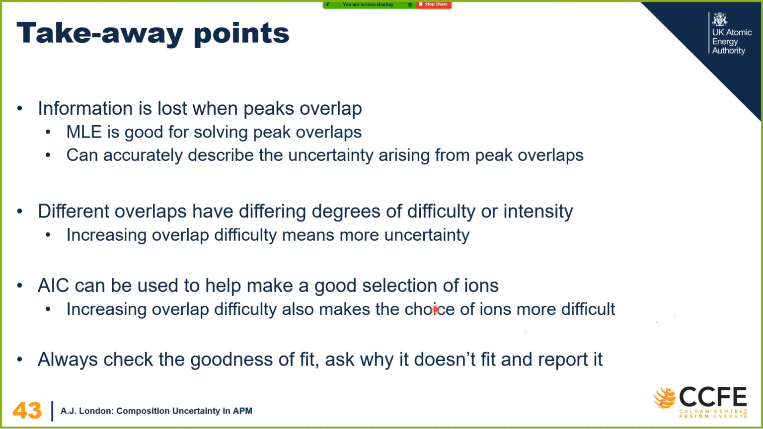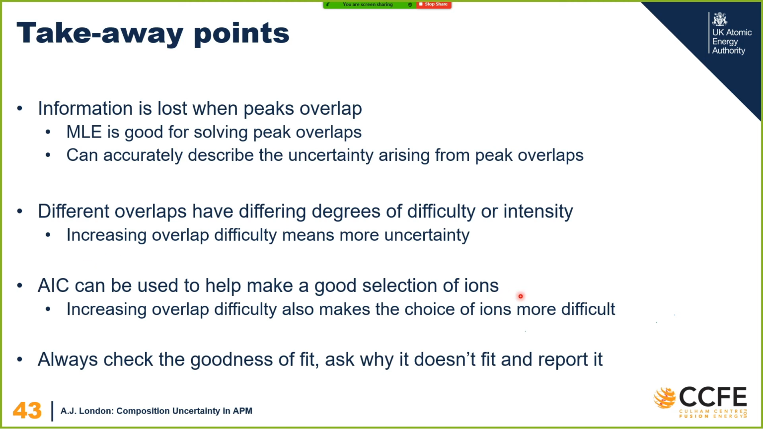Okay, so when peaks overlap, we lose information. Maximum likelihood is great for solving peak overlaps. Atom Probe Lab can do that for you. I guess I haven't actually shown you any peak overlap solving, so I hope I've got time to just briefly show you an example of that, because it seems kind of remiss to skip that entirely. Different overlap groups have differing degrees of difficulty or intensity, and that means more uncertainty when we try and solve them. There's nothing maths can do to help you there. That's just life.